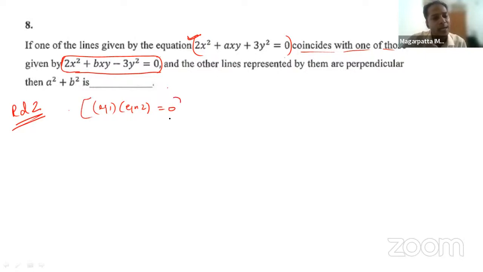So for that you need to understand this represents a pair of straight lines. So this has two straight lines integrated in it, and this one again has two straight lines in it itself. And they're saying that one of the straight lines of this set and one of the straight lines of this set are the same line, and the other pair of straight lines is perpendicular. Now there are two ways to go about it. You solve it, or you try to think a little smart.